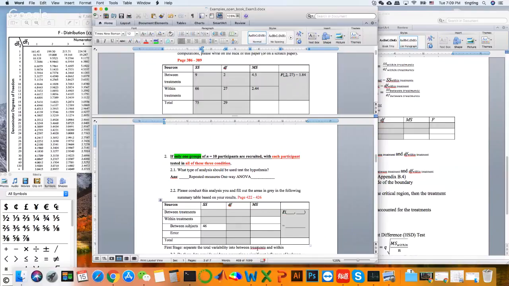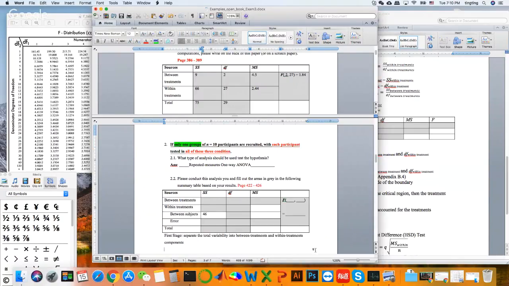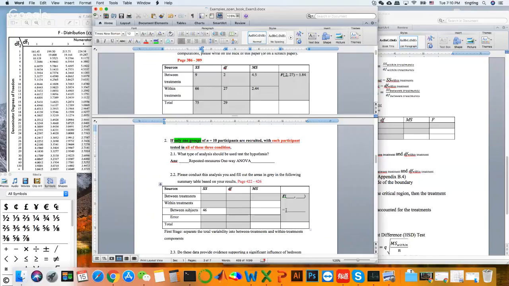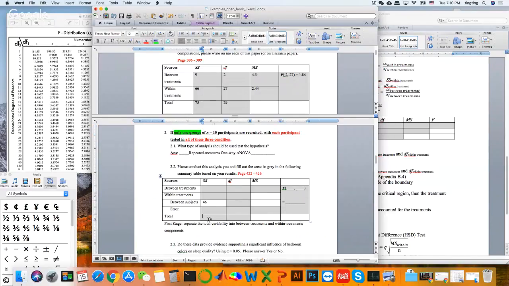and within treatment. Here you can just copy these numbers. Total is the first one, the same number. And within, you don't need to compute again. Just use what you have in the previous table.